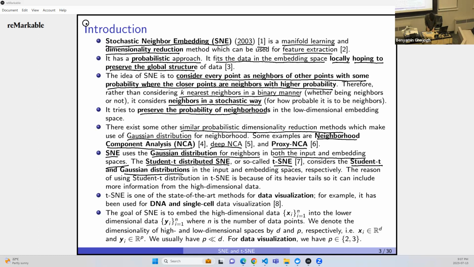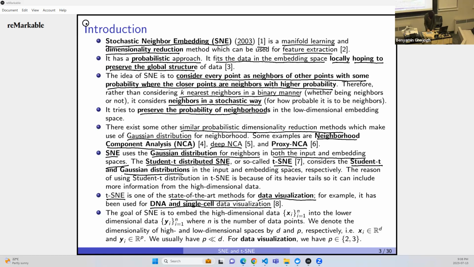t-SNE is one of the state-of-the-art methods for data visualization. For example, it has been used for DNA and single-cell data visualization. Why is visualization very important for DNA analysis and gene analysis in biotechnology? Because it's very important for them to find similar DNA, similar genes for drug discovery and these things, right? That's why these methods are especially developed for DNA analysis. The dimensionality of DNA is huge, so they want to see it visually in 2D, right?